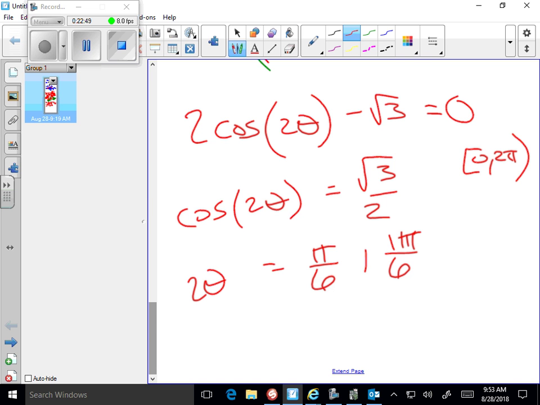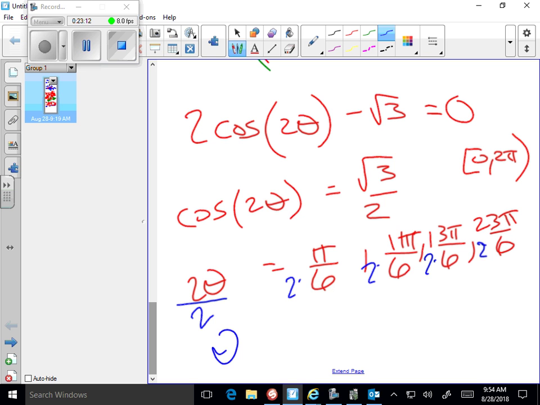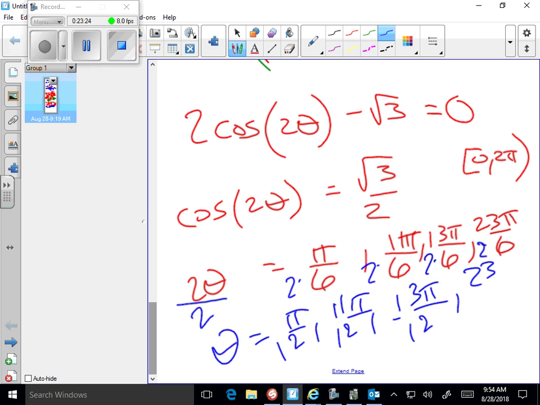So 2 pi added onto this one is 12 pi over 6 plus 1 pi over 6, or 13 pi over 6. And 2 pi added onto this one would be 12 pi over 6 added to 11 pi over 6 for 23 pi over 6. But this is what 2 theta is. We want to know what theta is, so we divide everything by 2. And we get theta equals pi over 12, 11 pi over 12, 13 pi over 12, and 23 pi over 12. We get those 4 solutions. Any questions about those 4?